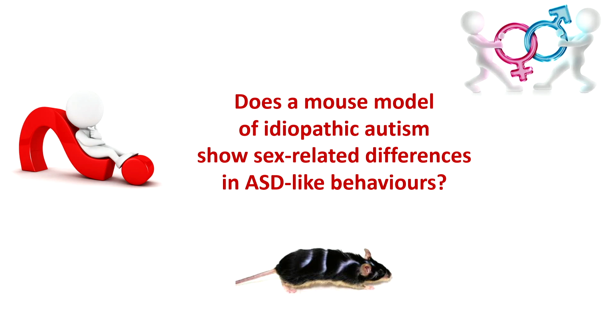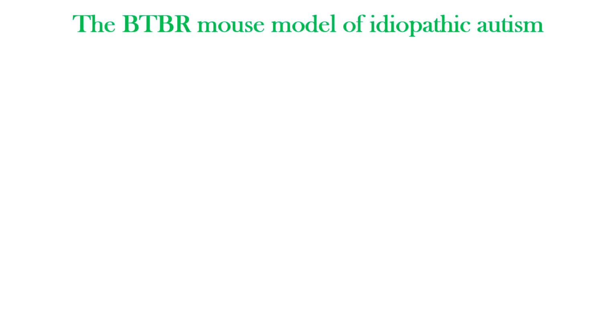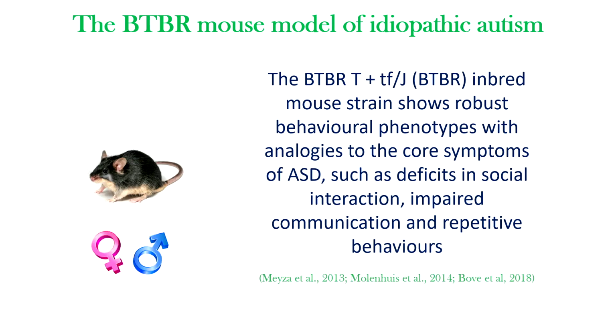So our aim was to understand if there are sex-related differences in ASD-like behaviors, at least in our mouse model and in our hands. To do so, we used the BTBR mouse model. That is an inbred mouse strain that typically shows a behavioral phenotype that in some way resembles the symptoms, or at least several symptoms, of ASD.